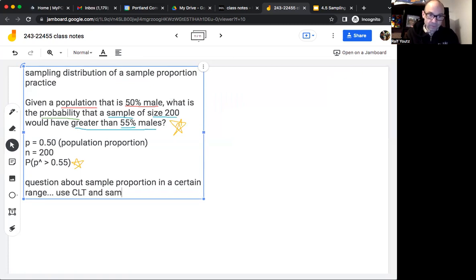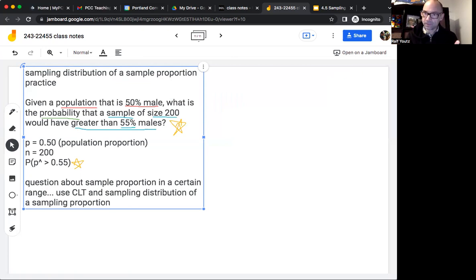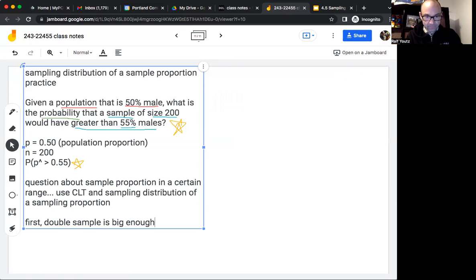Use the central limit theorem and the sampling distribution of a sample proportion. There are two quick steps to do that. First, double check the sample is big enough. That's n times p being greater than or equal to 10, and also we double check that n times the remaining proportion, 1 minus p, is greater than or equal to 10.